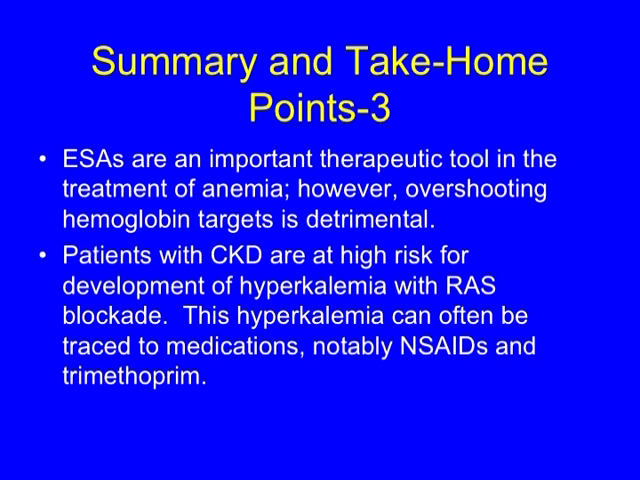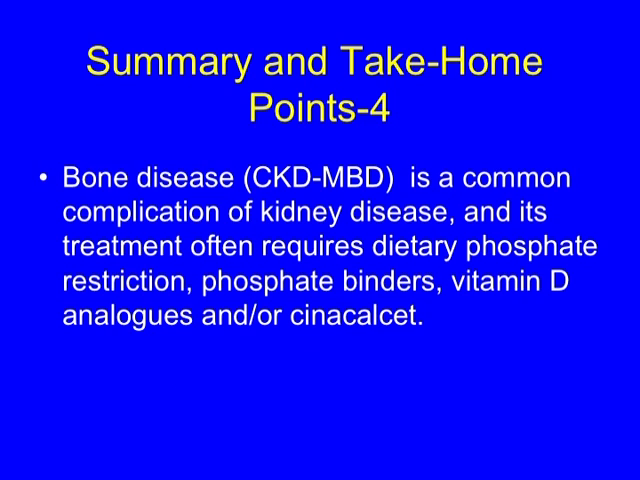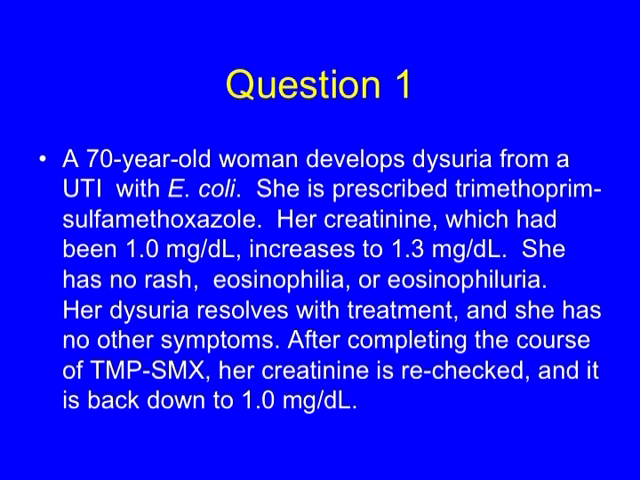Patients with CKD are at high risk for development of hyperkalemia with RAS blockade. This hyperkalemia can often be traced to medications, notably NSAIDs and Bactrim. CKD-MBD is a common complication of kidney disease, and its treatment often requires dietary phosphate restriction, phosphate binders, vitamin D analogs, and/or cinacalcet.